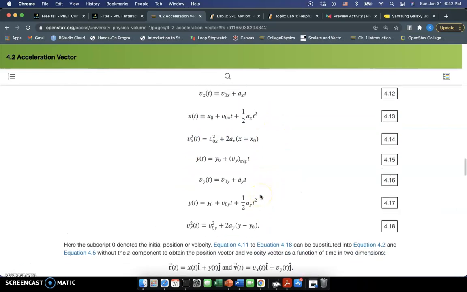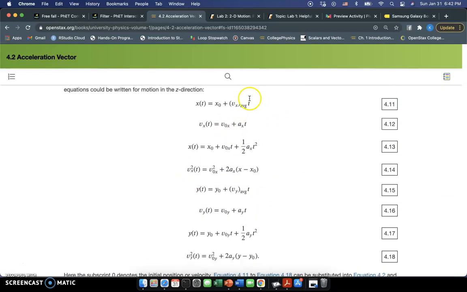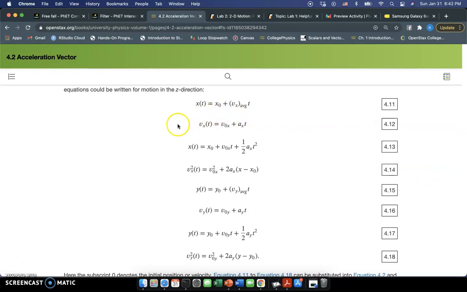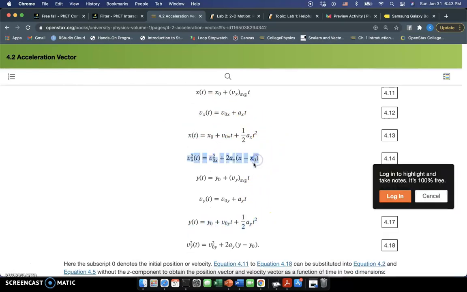Okay, so what we need is going to be our x of t and our v sub x of t. So that's going to be equations 4.12 and 4.13, these two equations here. And then y of t and v sub y of t. So our position and velocity in our y direction and our position and velocity in our x direction. We'll use these in order to find those functions or equations.